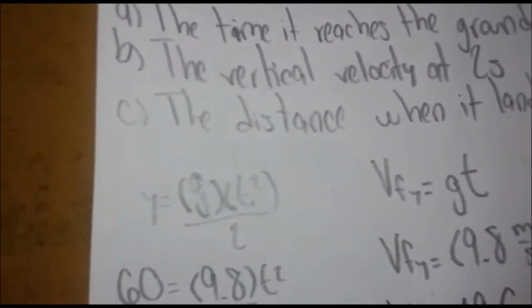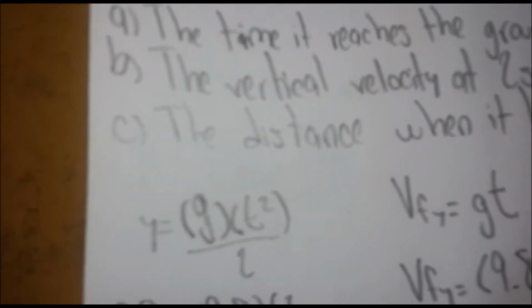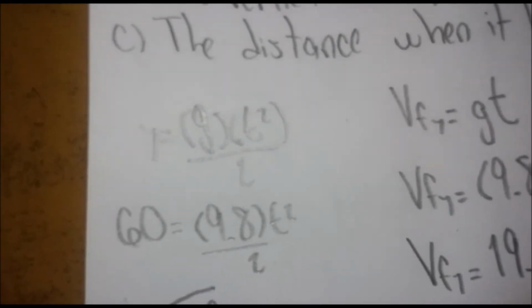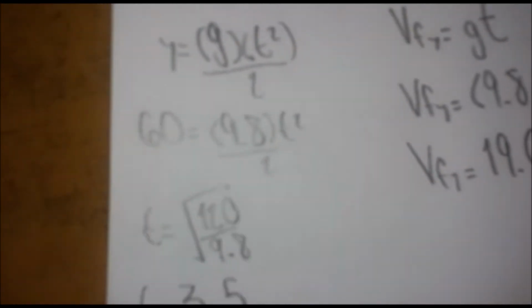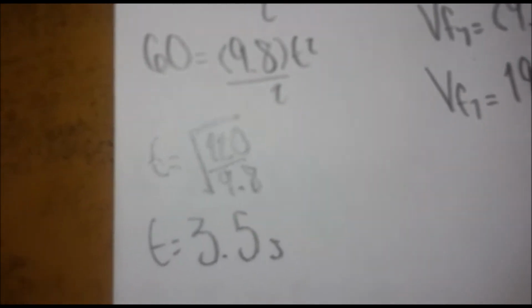So for the time I used the formula that height is equal to gravity, or the acceleration, times the time squared over 2. With a substitution it ends up being 60 equals 9.8 times the time squared over 2, and with an isolation it ends up being time equals the square root of 120 over 9.8, and the result is time equals 3.5 seconds.